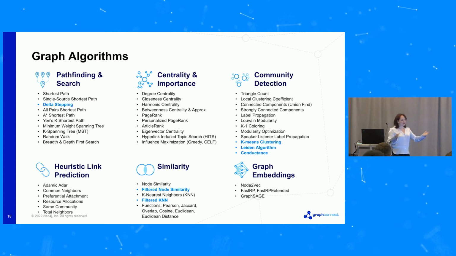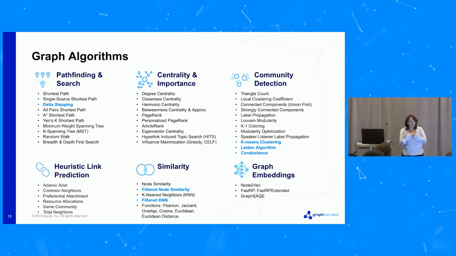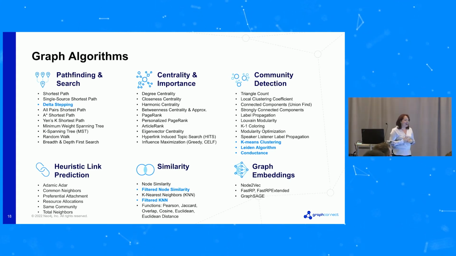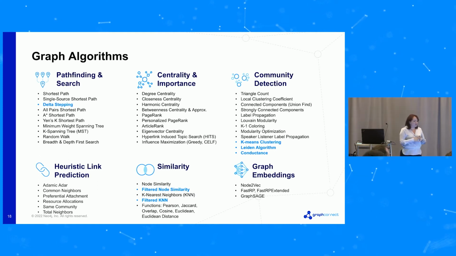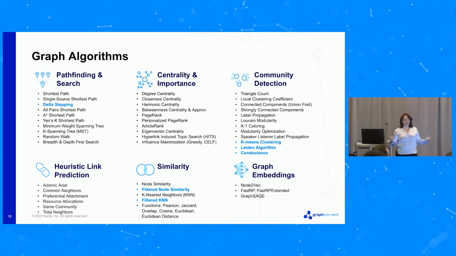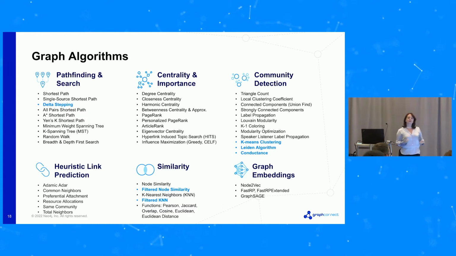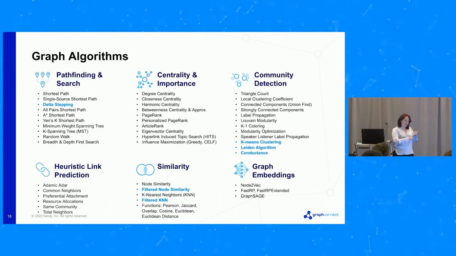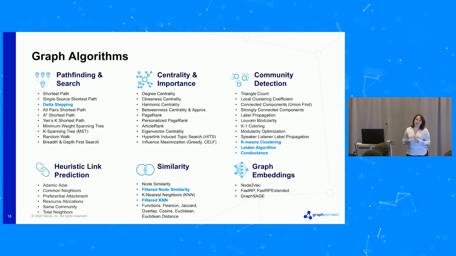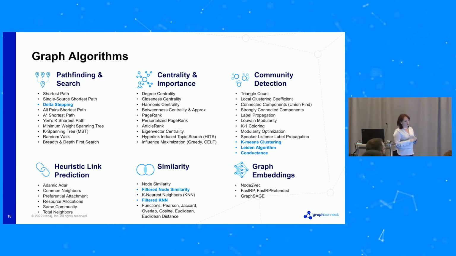And last but not least, and kind of my favorite category, we have our graph embeddings. And these are basically the one algorithm to rule them all. The graph embedding learns a representation of your graph based on the structure of your data set, and you tune it to answer the question that you're trying to answer.